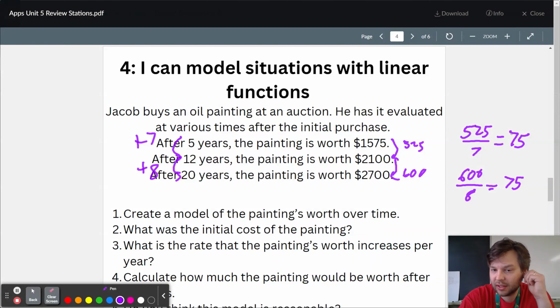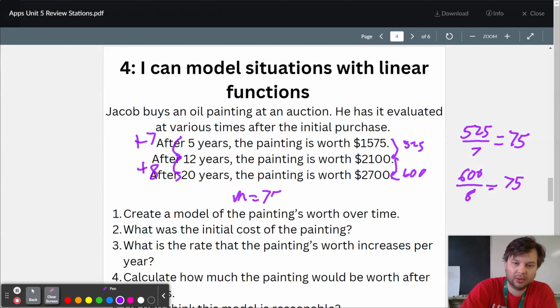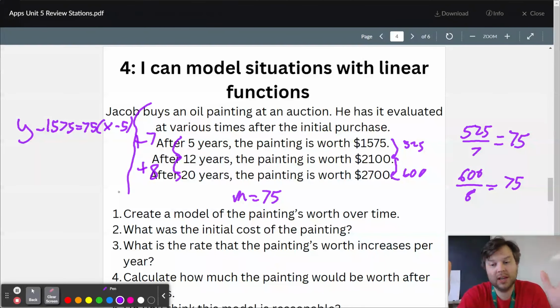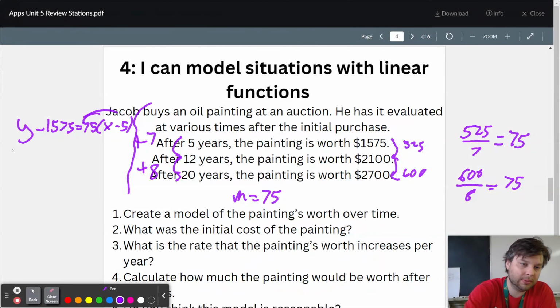So we know that the slope is 75. So we can write our model. We can write our linear equation. y minus 1575 equals 75 times x minus 5. It's just point slope form. I have been trying to convince you that point slope form is easier than mx plus b. That is it right there. If you are someone who really wants it to be mx plus b, you can do that. You just want to distribute your point slope form.